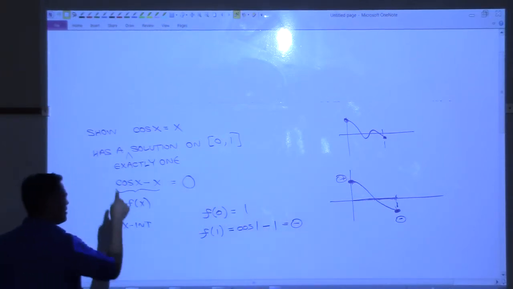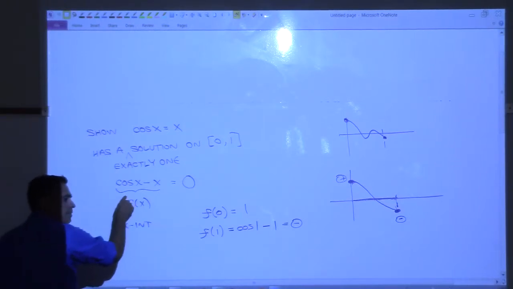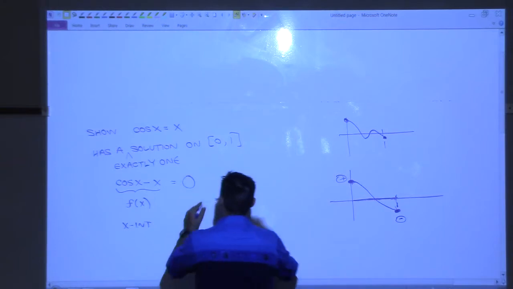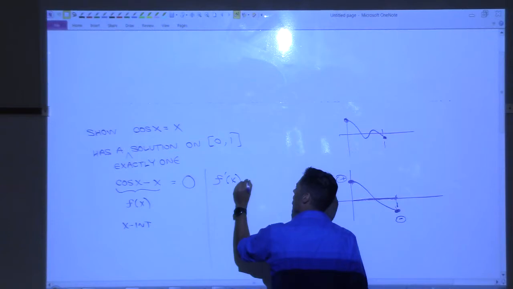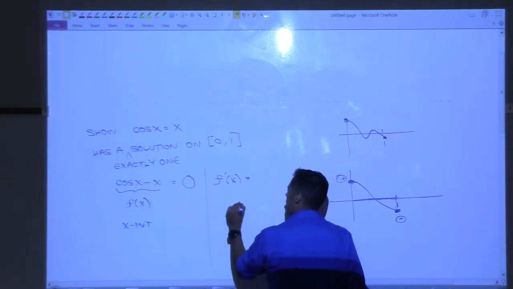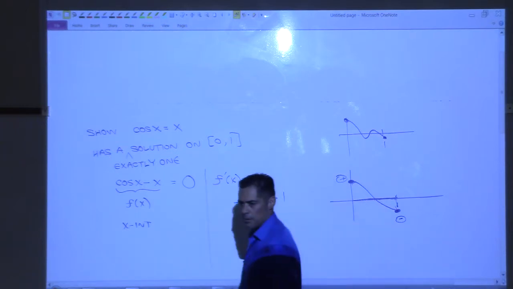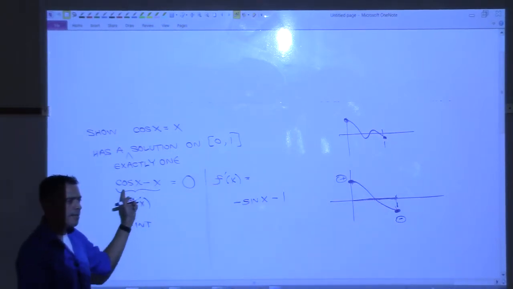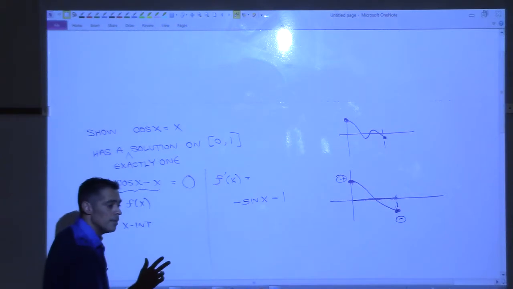So let's just take a quick look at the derivative of this function right here. What would the derivative of that be? So what would f prime of x be? It would be negative sine of x minus 1, right? That's the derivative of this right here. And what can you tell me about that derivative? It's what? Negative. It's always negative.